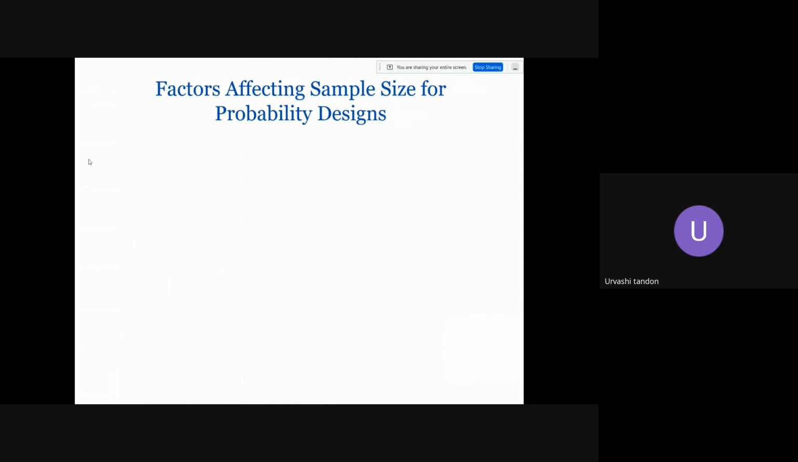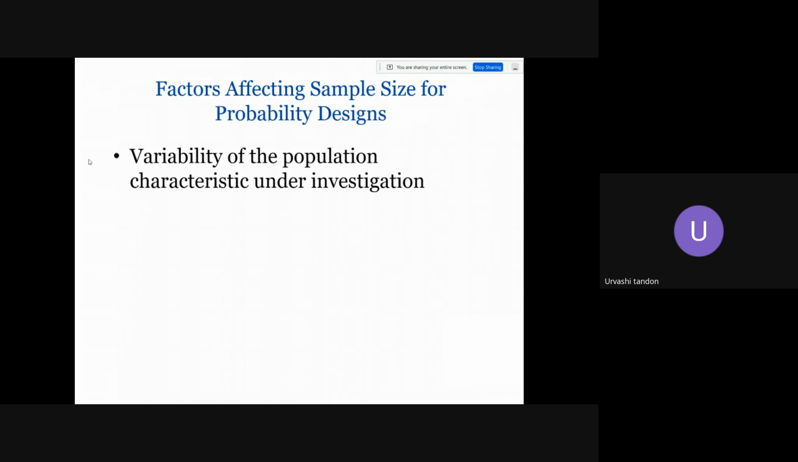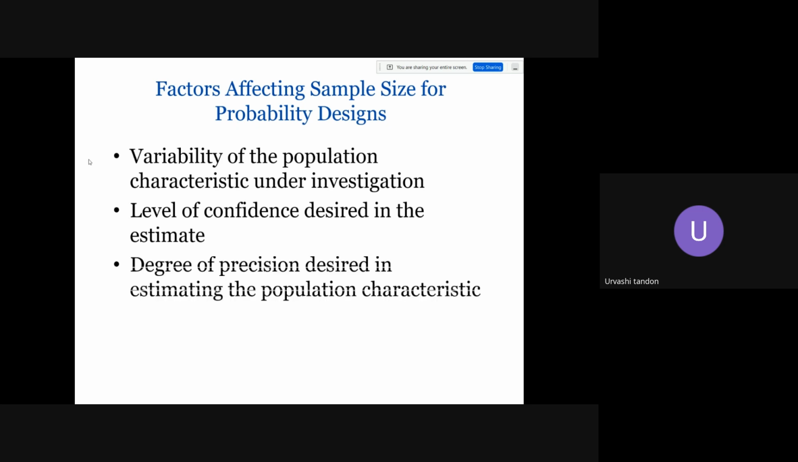So factors affecting sample size. First is variability of the population, like how much your population is scattered. Then confidence desired in the estimate, like how much confidence is required. Again, I'll say if 95% confidence is required, or 99%, or 90% confidence is desired. So accordingly, you can say degree of precision in estimating the population characteristic. I'll show what the precision is in my next slide.